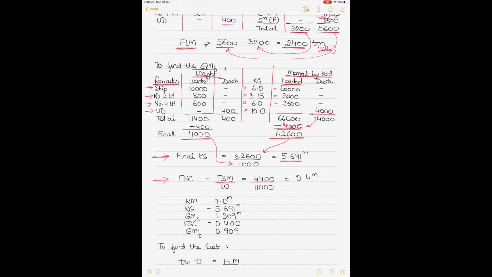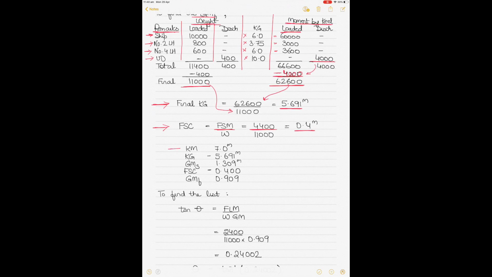Due to this shifting or moving of the cargo or ballast water, the center of gravity may also shift, so you have to calculate that as well. So the free surface moment of 4,400 is given to you. You divide it by the final displacement of 11,000, and that gives you a free surface correction of 0.4 meters.